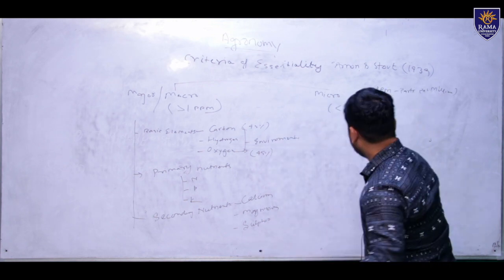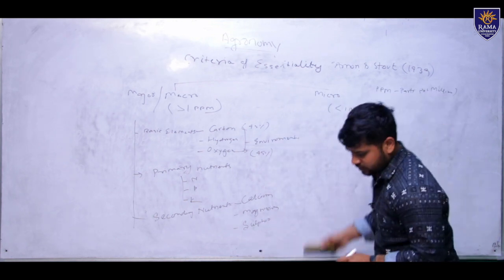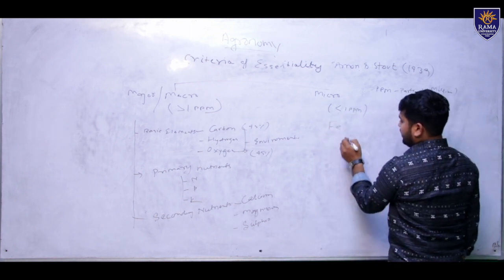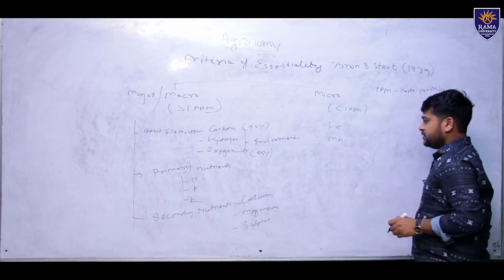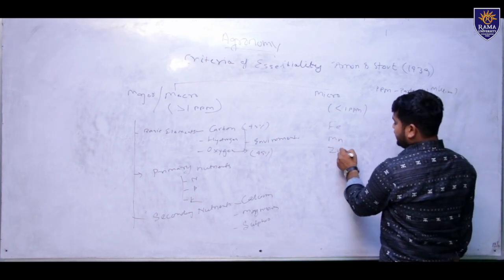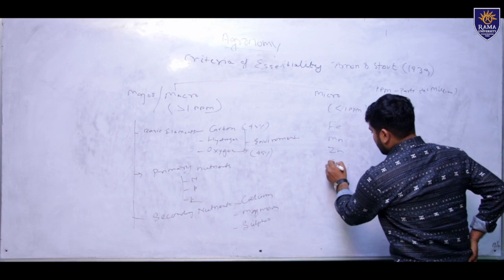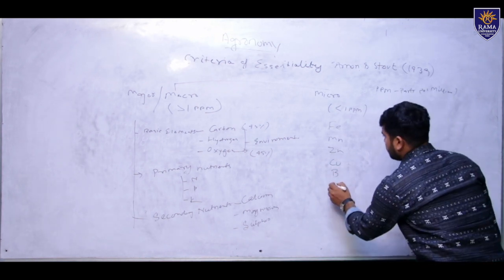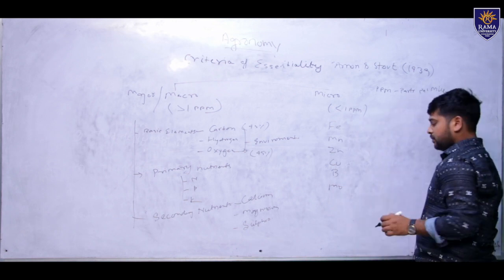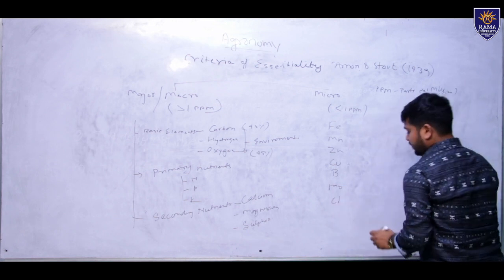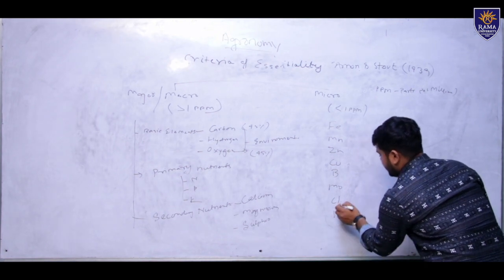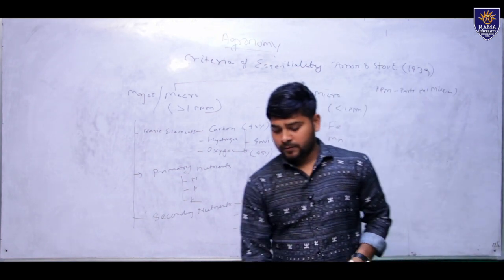Then micro elements: iron, manganese, zinc, copper, boron, molybdenum, chlorine and nickel. The 17th element is nickel.